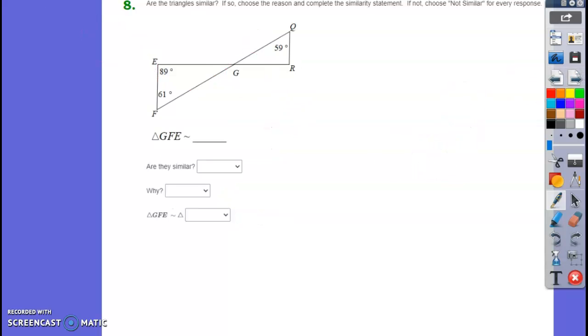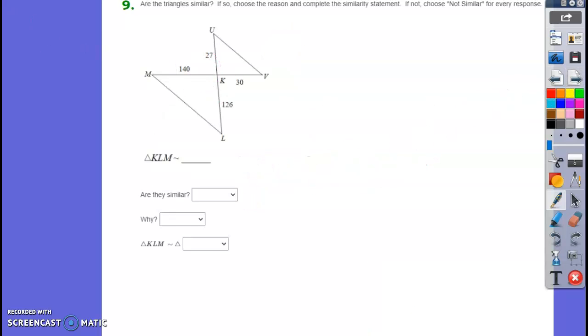Number 8. Now the first thing I did was just find this missing angle. And I noticed right away I've got to have a 59 if they're similar, and I don't over here. So they're not similar. So here you're supposed to answer not similar in all 3 of these. Not similar, not similar.